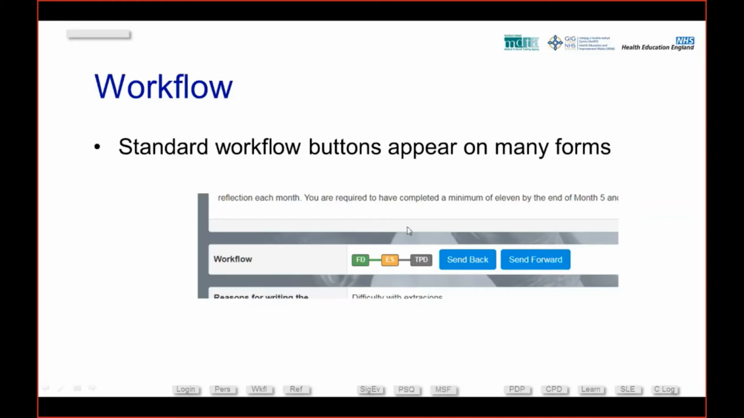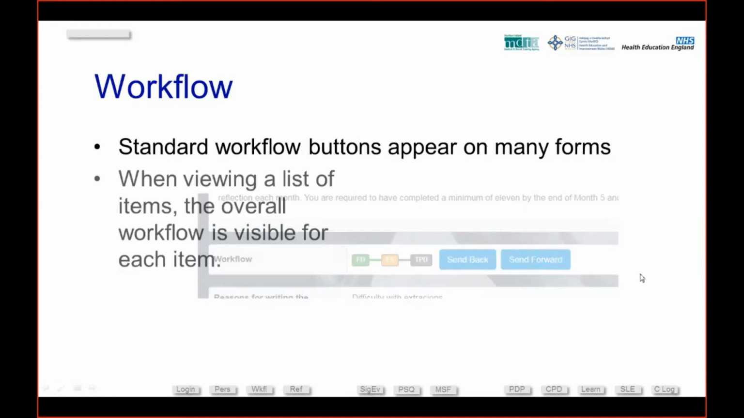A lot of the tools have got a send forward or send back button, and you can see here the people who are doing things. This says FD. Hopefully in the DCT one, everything will say DCT. But it's green if somebody doesn't need to do something, and it's gone to the ES here, and it's yellow, something needs to be done, and it hasn't reached the TPD yet. Some items you can send back if it's not been completed sufficiently well.